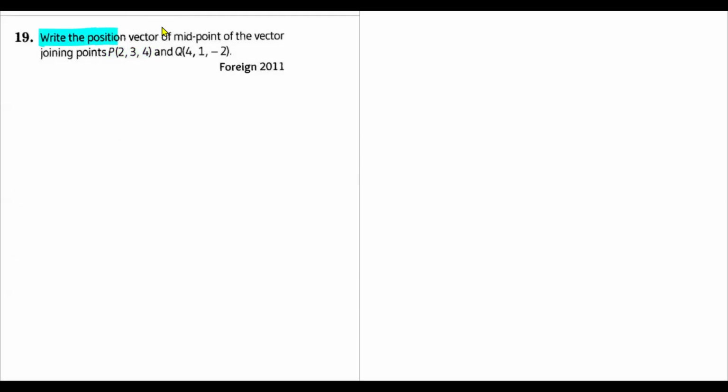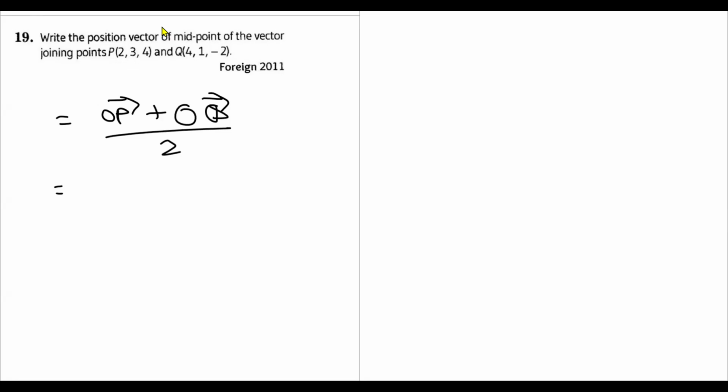In the next question, it says write the position vector of the midpoint of the vectors P and Q. Well, so we can say that the midpoint is what? The midpoint should be given by OP vector plus OQ vector, divided by 2. That's a special case of the section formula.